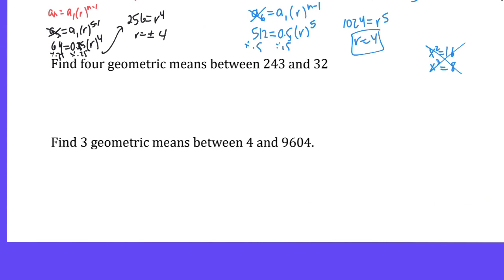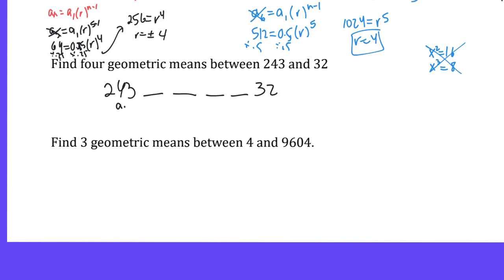On the back, we're going to do something definitely different. Find the 4 geometric means between this and this. And sometimes kids are like, what are you even talking? I don't know what to do. Study this for your quiz. Okay, 243 is the first number, 32. Yes, it can go down in value. That means that the ratio is a fraction. Okay, so 4 of these between here.